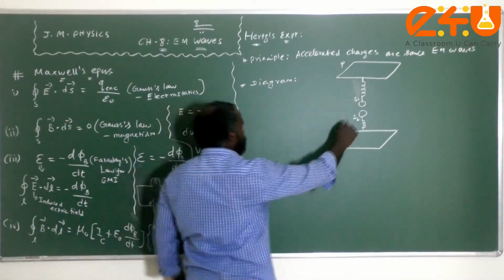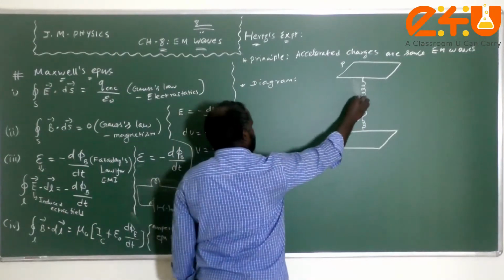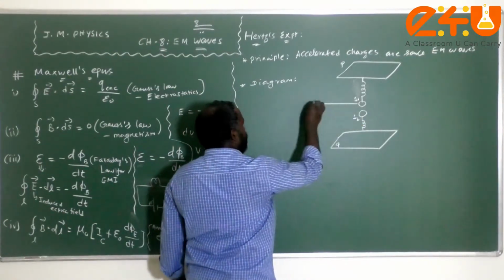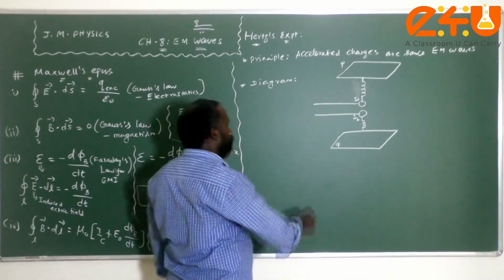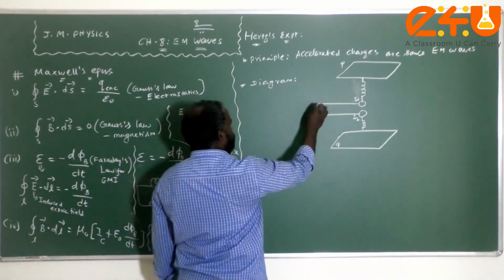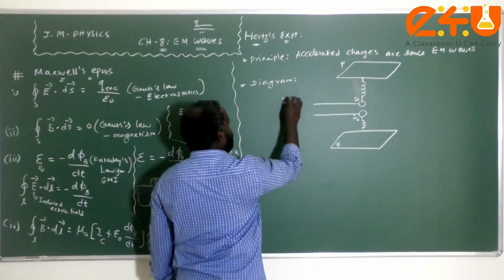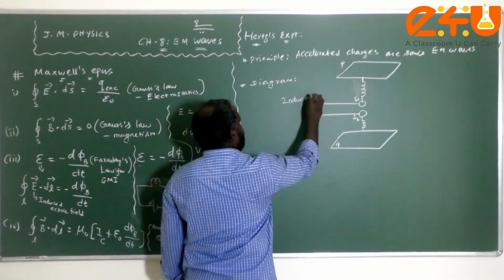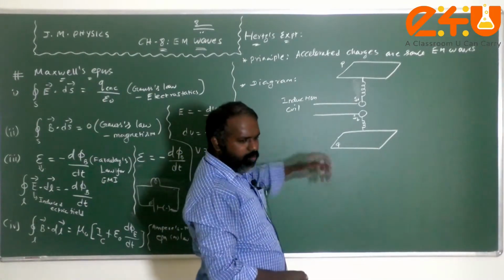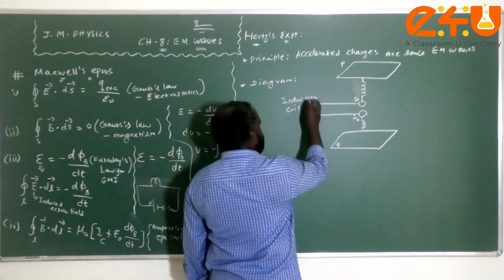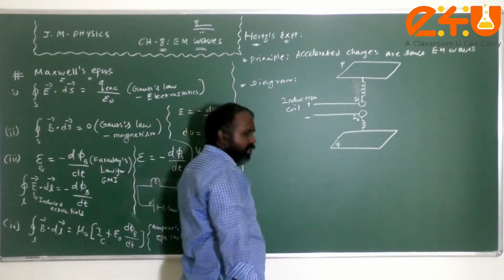Okay, now please see that, children. These spheres are connected to the source of high voltage. That is generally called an induction coil. An induction coil can produce very strong or very high voltages. For example, this is the positive and negative terminal.